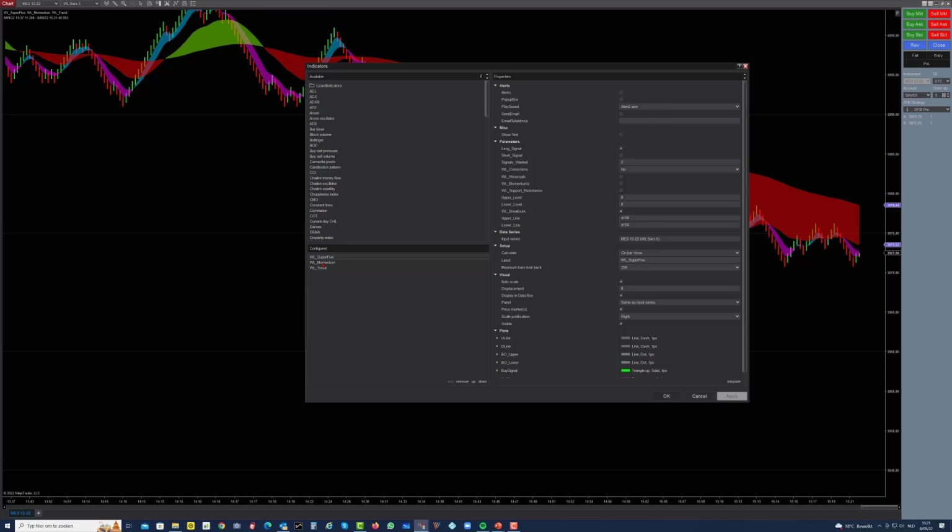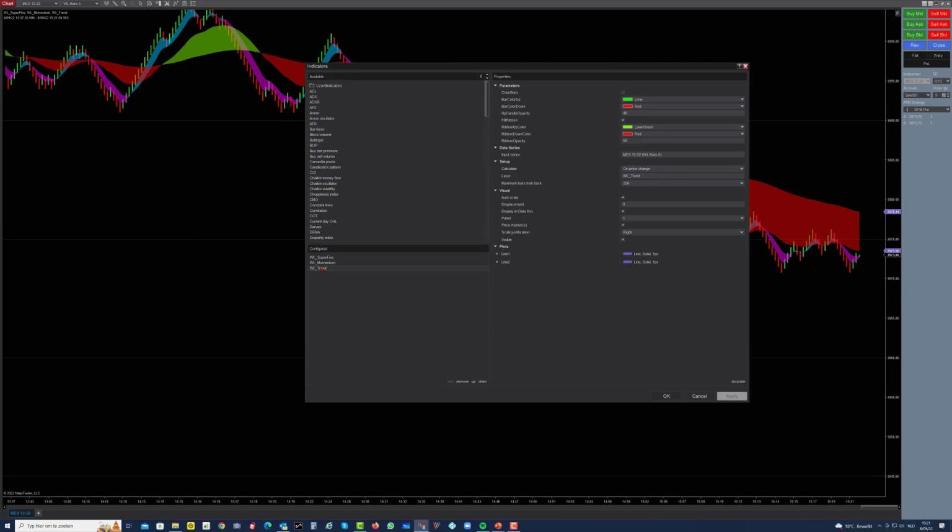The WL momentum and the WL trend is very straightforward. You can change all the colors, you can change the ribbons, you can color the bars. You can do, from the visual point of view, what you like with it, and that is all it does. It's just the visual aspect.